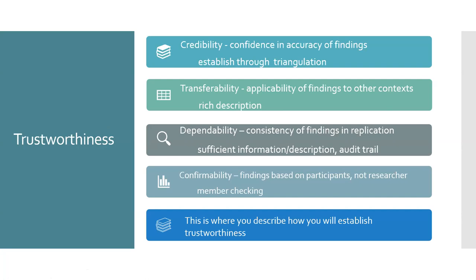And then we need to talk about trustworthiness. I'm going to be brief, we're almost done. But you need to do all of these things right here. You need to demonstrate your credibility. How much confidence do we have in the accuracy of your findings, which you can establish through triangulation? That's why people often use multiple sources of data: interviews, document analysis, observation. That way you have multiple places where the data has hopefully said similar or identical things. When dealing with humans, you're almost never going to get identical. You are probably going to get similar.